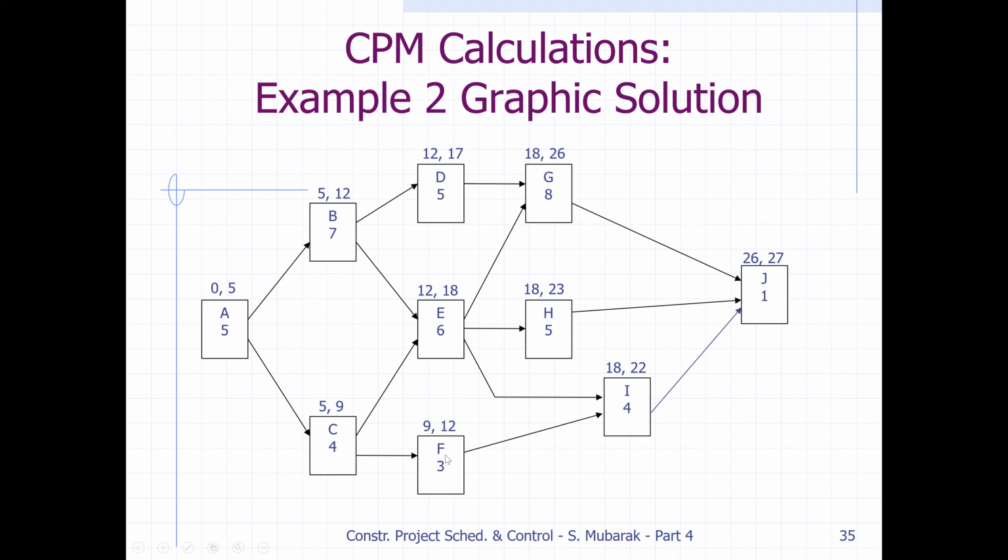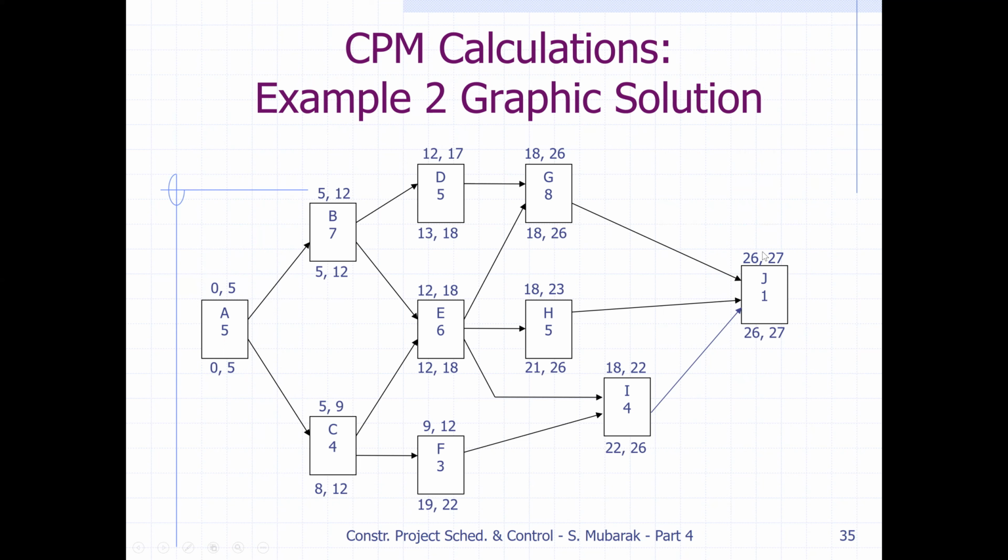Then when E and F both finish, I will start. So here we have 12 and 18. So 18, the higher number, plus 4 is 22. Now we have 26, 23, and 22. So the highest number, 26, will come here, plus 1 is 27. So we find the early start and early finish dates. Now we start with the late start and late finish.